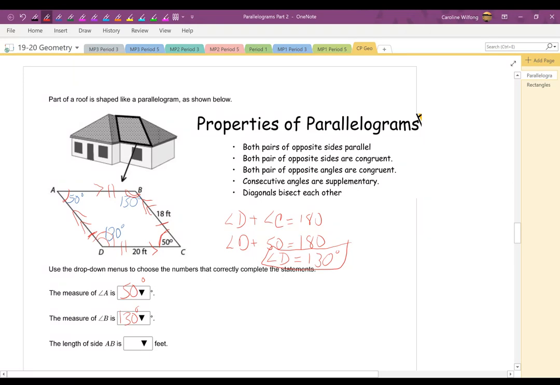So now all we have left is to figure out the length of side AB. In the drop-down, we had two choices of either 18 feet or 20 feet. Side AB is opposite side DC. If side DC was 20 feet, then the only choice we could make, based on both pairs of opposite sides being congruent in a parallelogram, would be 20 feet. Hope that helps.